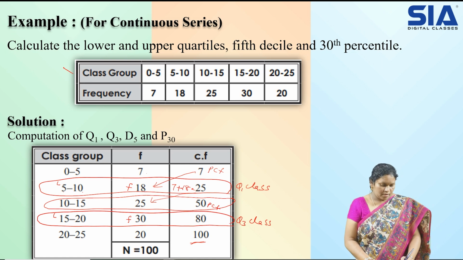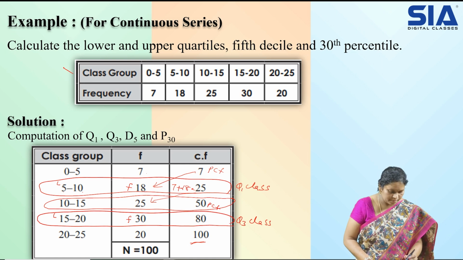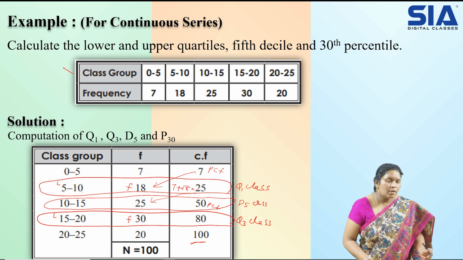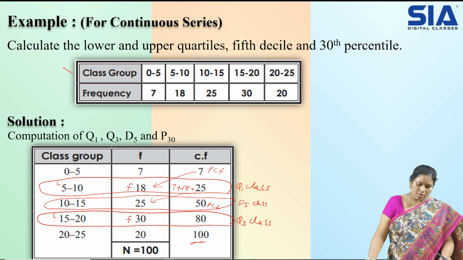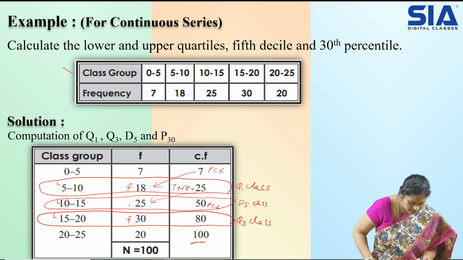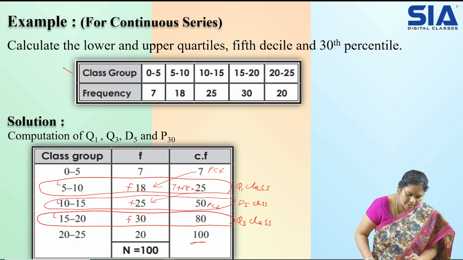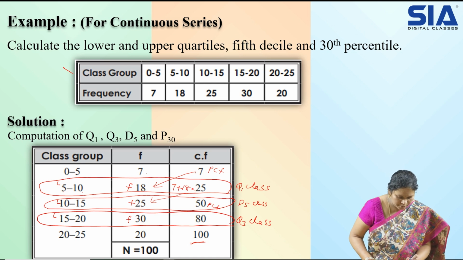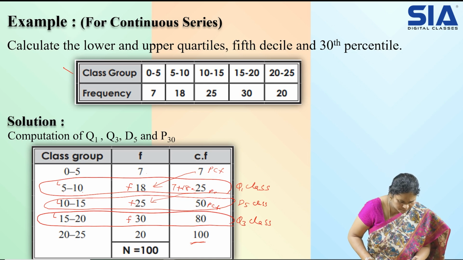That becomes your D5 class. So we have obtained the class. Now the formula is the same again, so obtain all the values. L, the lower limit for the D5 class, becomes your 10. Then frequency is 25. Then the preceding value of the D5 class, the value above it, 25, becomes your PCF for our deciles.